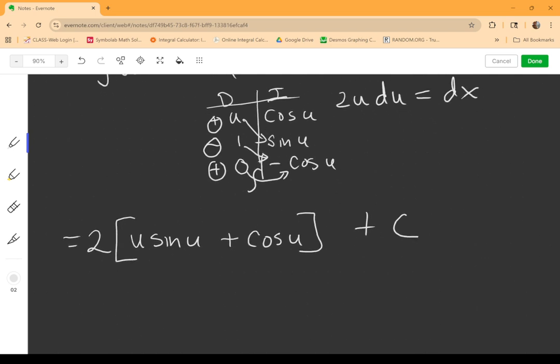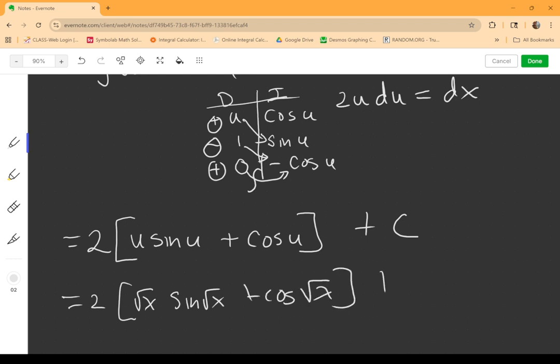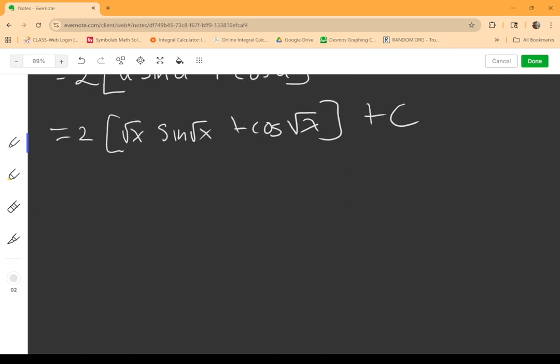All right, and let's not forget the integral was asked in terms of x, so let's substitute back. 2 root x sine root x plus cosine root x, and as always, plus c. So here's a different approach that required us to make a u substitution first, and then from there we were able to use parts.